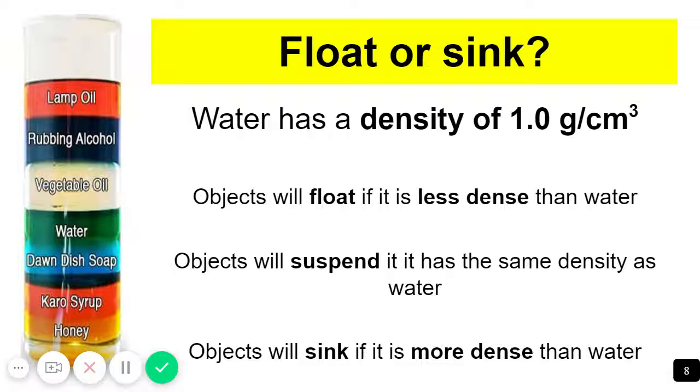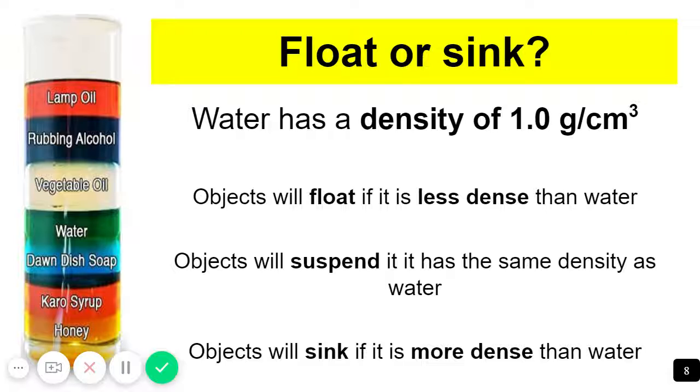So let's try to summarize in these 3 sentences. Objects will float if it is less dense than water. Objects will suspend if it has the same density as water. So if we are going to try in our session next week, if it has the same level as the water, it means that it will suspend and it has the same density. All right. Objects will sink if it's more dense than water.